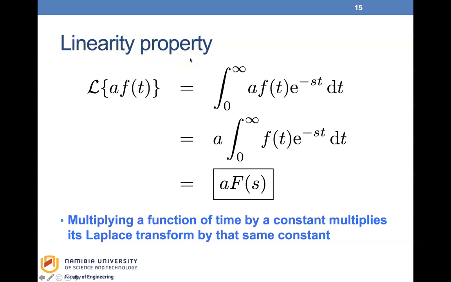The linearity property says that if you take the Laplace transform of a multiplied by a function, it will give you a multiplied by the Laplace transform of the function. That's what it means. So here you perform your Laplace transform and you arrive at a F of s. Nothing happened to the a, so it's linearity. Multiplying a function of time by a constant multiplies its Laplace transform by the same constant.